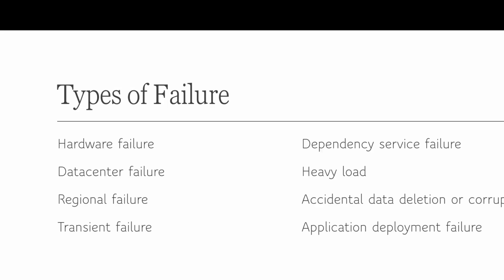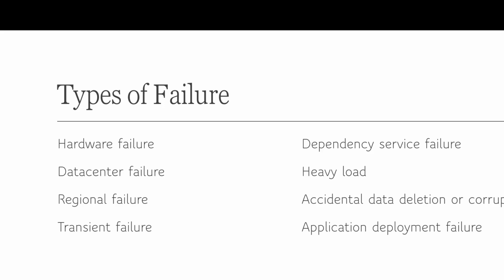Now the types of failure. I talked briefly about types of failure in the FMA, but if you talk about types of failure, there could be hardware failure, data center failure, regional failure, transient failure, heavy load, dependency service failure, accidental data deletion or corruption, and application deployment failure. As the names suggest, they are quite self-explanatory; these are the typical reasons how your failure could be identified.